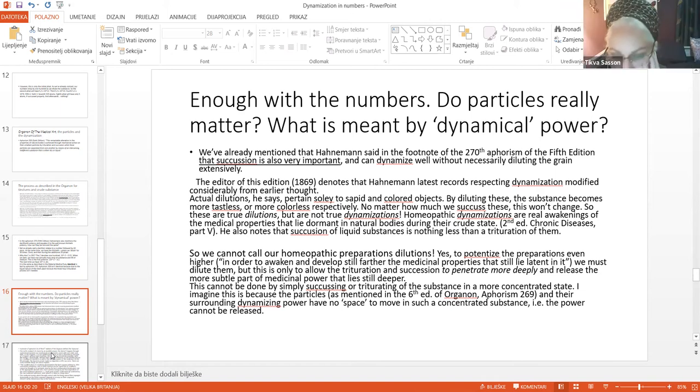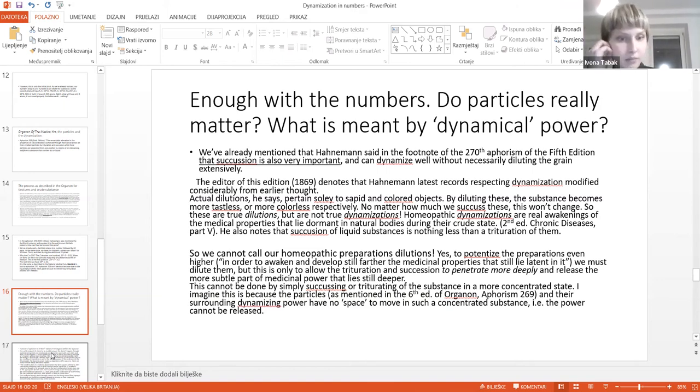That's so, right. Yeah. And he says, to potentize the preparations even higher, to quote, in order to awaken and develop still farther the medicinal properties that still lie latent in it, we must dilute them, but this is only to allow the trituration and succussion to penetrate more deeply and release the more subtle parts.